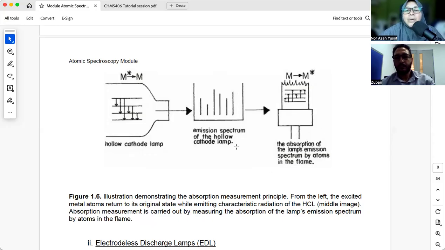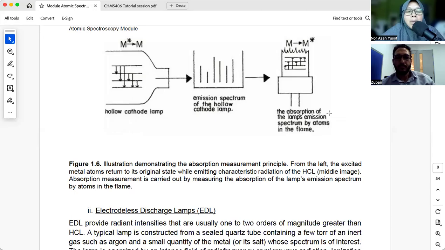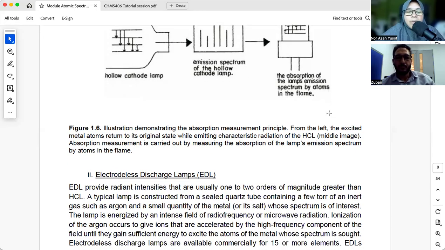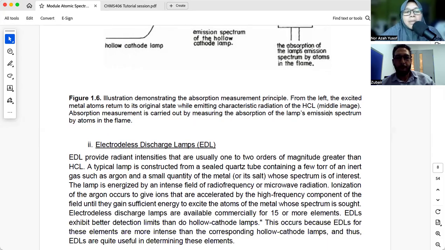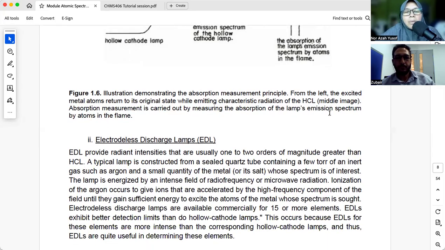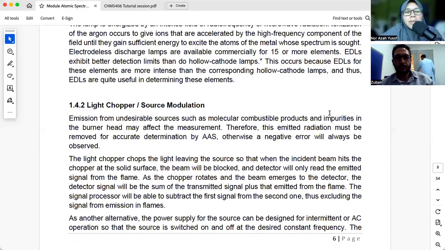Again, this is just background for you to know how the machine works, how the hollow cathode lamp works. But very important, it is specific. It cannot be used for all. There are other sources of energy. We can use electrodeless discharge lamps, but this one is usually quite rare. Usually we have the hollow cathode lamp. And we also have a light chopper to clean up some lights.